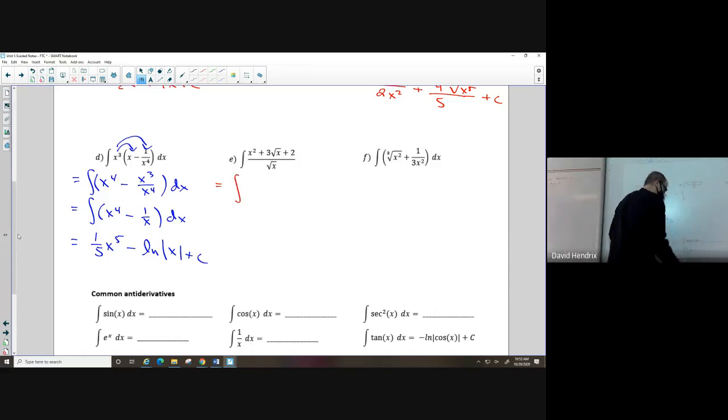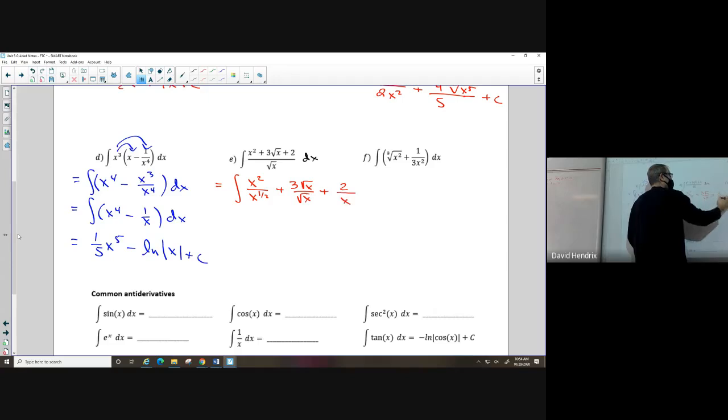I should have had dx over here. That's terrible. So you have to split this into 3 separate terms. And so this is really going to be x squared over x to the 1/2 power plus 3 square root of x over square root of x, those are going to cancel, and then plus 2 over x to the 1/2 power.